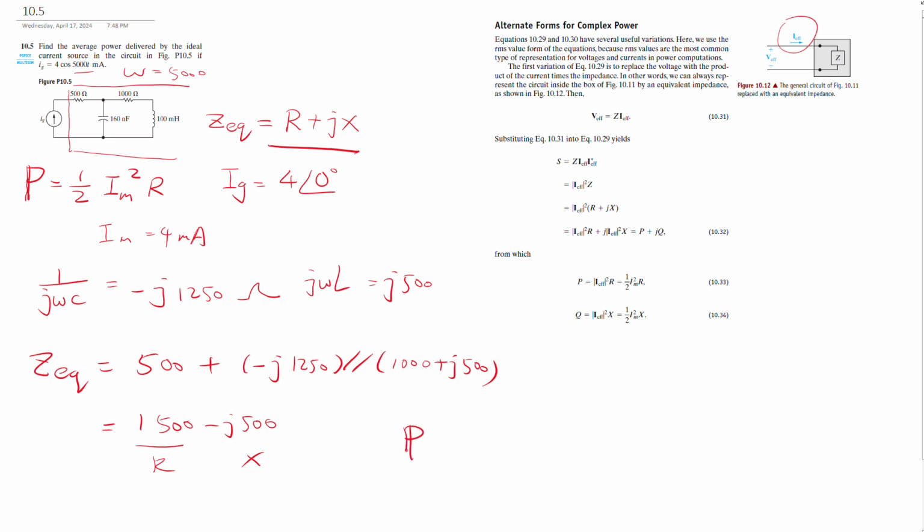So the P just equals 1/2 times the magnitude 0.04, because it's milliamp squared, multiplied by 150, and that's it. In the end you will find that it equals a negative 12 milliwatt.